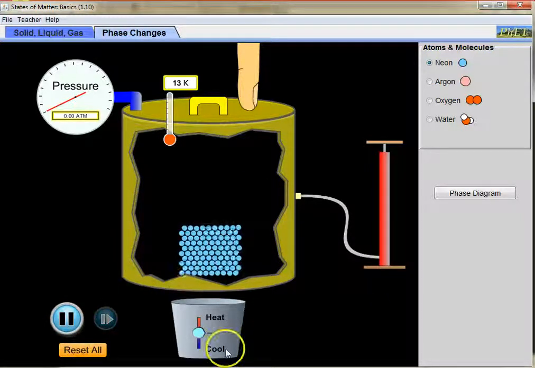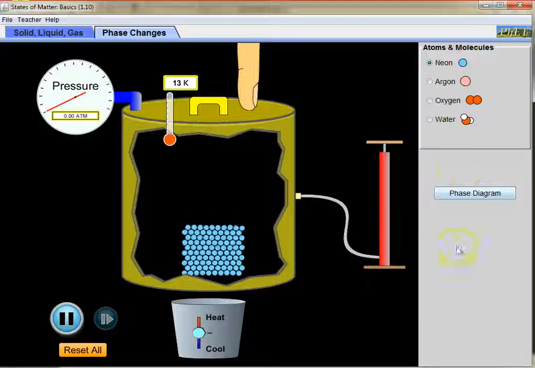All right. So at the beginning we have neon as a solid. One thing you will realize is that there is no solid, liquid, and gas tab right here. So basically, you'll have to change the phase or the state manually. We already know from the previous diagram that we should be able to use heat and cool to change the phase.